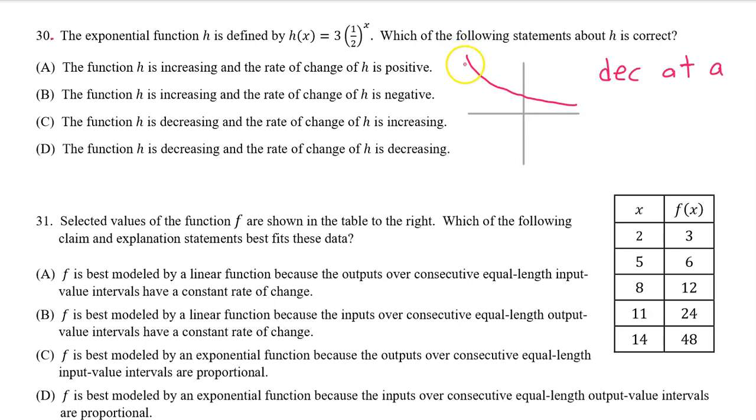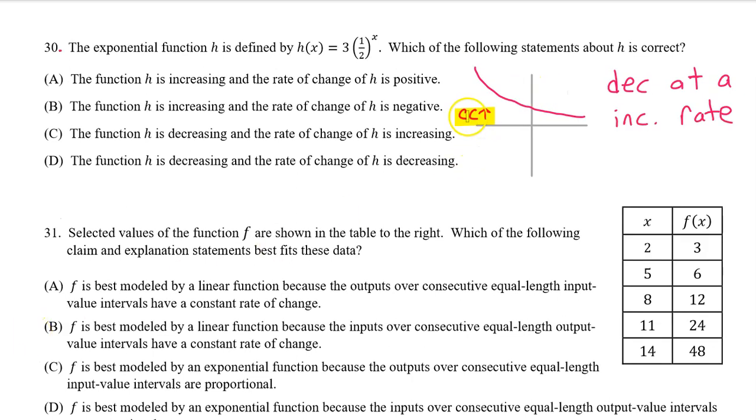This curve is decreasing. We do see that it is falling from left to right, but is it decreasing at an increasing rate or decreasing at a decreasing rate? Because the curve is concave up, the rate of change is increasing. So our curve is decreasing at an increasing rate.